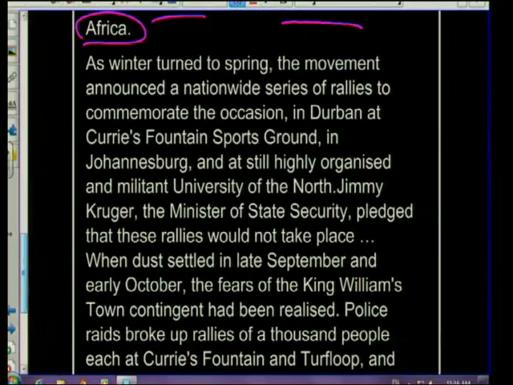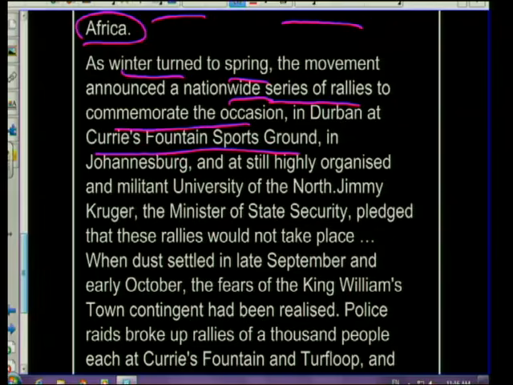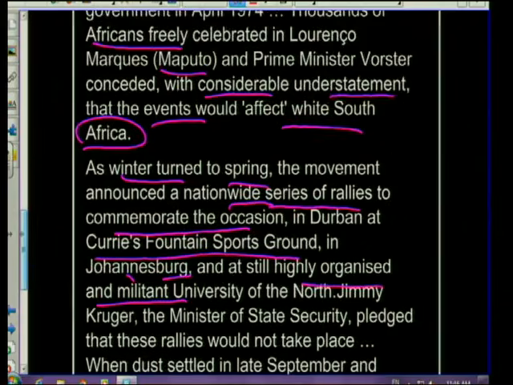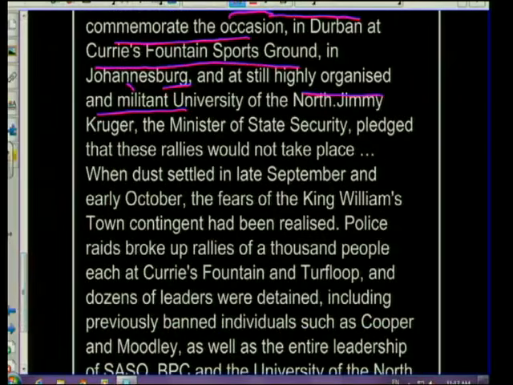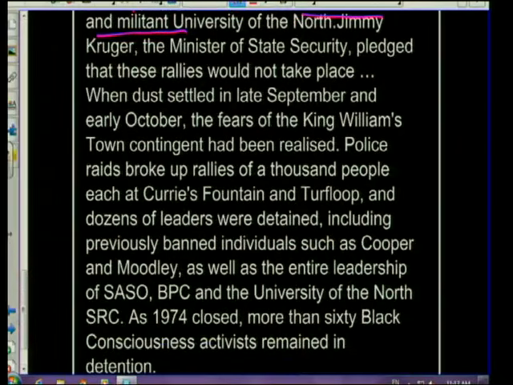it speaks about as winter turned to spring, the announcement of a nationwide series of rallies to commemorate the occasion in Durban at Currie Fountain Sports Ground and in Johannesburg, and still highly organized and militant University of the North. When we move on to the source, other keywords that you can look at is how people rallied together and started to rise up against the apartheid government.